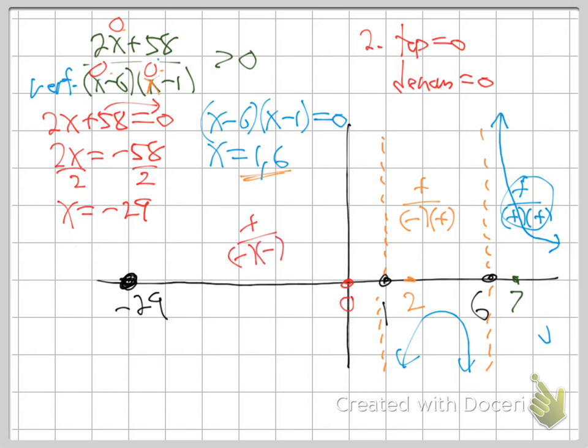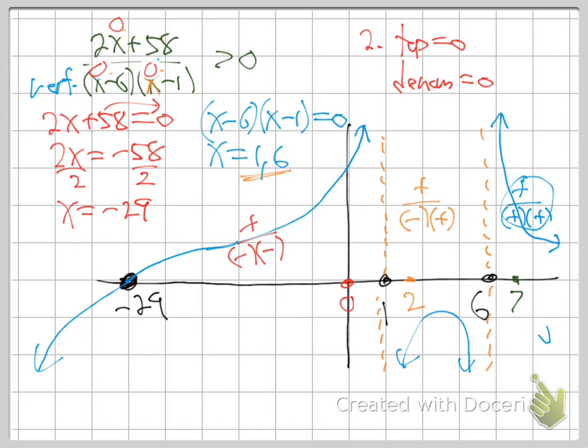Positive. So this graph is up. The graph is going up to that vertical, coming down and hitting 0 right there. I know it has to hit that 0, doesn't it? Because that makes the top 0. It's got to hit there. And then you could do the other side. It'll pass through. It'll go like that.